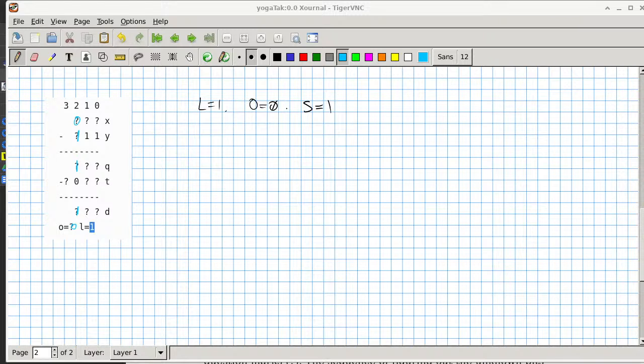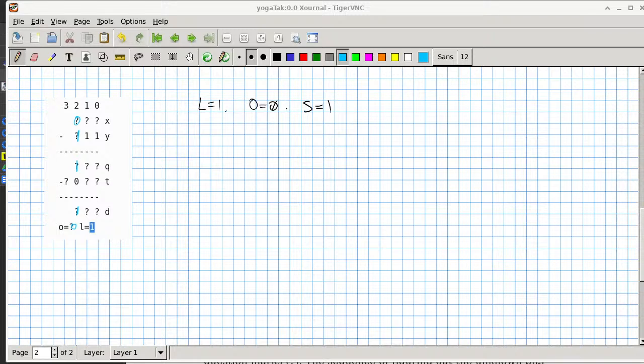Yes? No, it's not the borrow. O would be 1. Yes. X is different than Y and then D. Exactly. This particular configuration is conflicting with the fact that overflow is assumed to be 0.